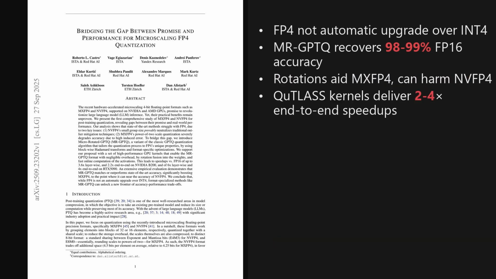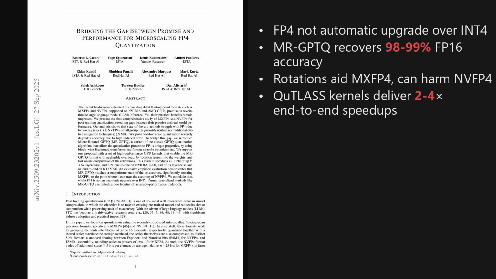I'm Alex. Today we're looking at a paper from the Hugging Face trending list, published on September 27, 2025, about 9 days ago. This paper introduces Micro-Rotated-GPTQ, a format-specialized post-training quantization method that delivers up to 3.6 times layer-wise and 2.2 times end-to-end on NVIDIA B200, and up to 6 times layer-wise and 4 times end-to-end on RTX 5090. The paper is titled Bridging the Gap Between Promise and Performance for Microscaling FP4 Quantization. And as we will see later, the accuracy and speed gains arrive with negligible overhead.